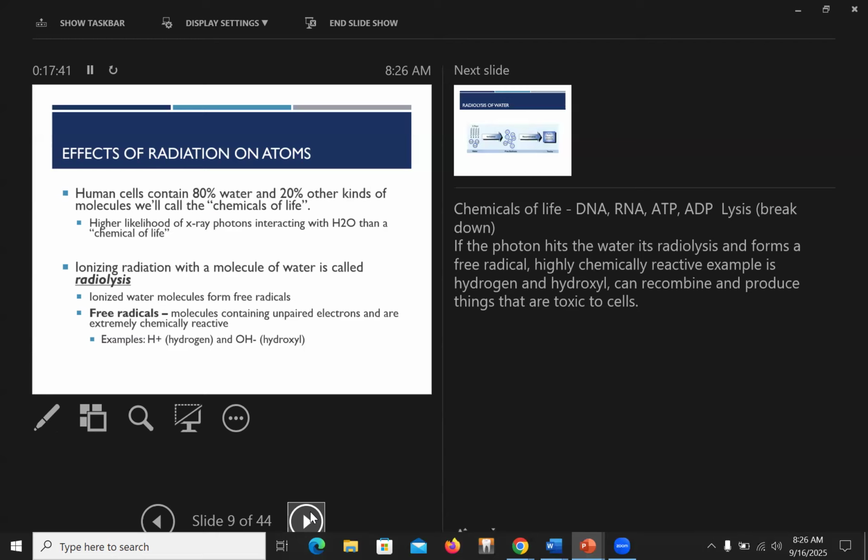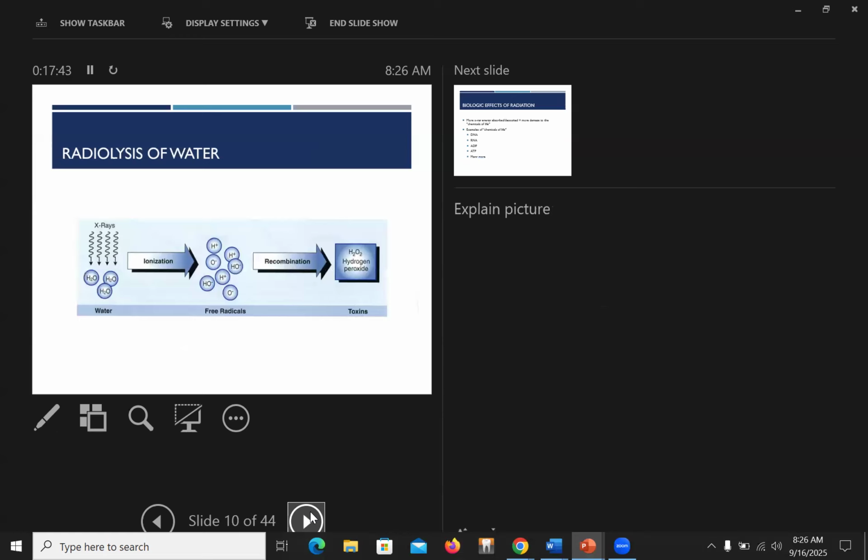So these are just examples of ways that can happen. So here's a little diagram. X-rays come in to hit molecules of water. The ionization happens. It breaks up the hydrogen and the oxygen into all the different things. And then when they recombine, it might recombine into something that's not super healthy for our bodies. That's where we get some of the cellular damage specifically.